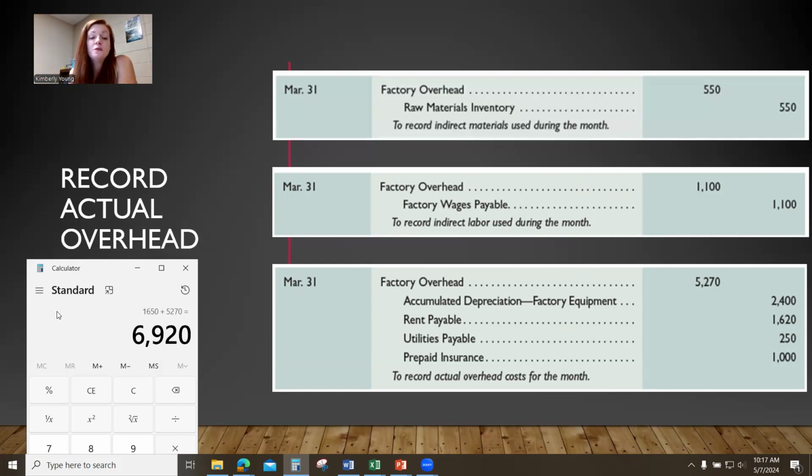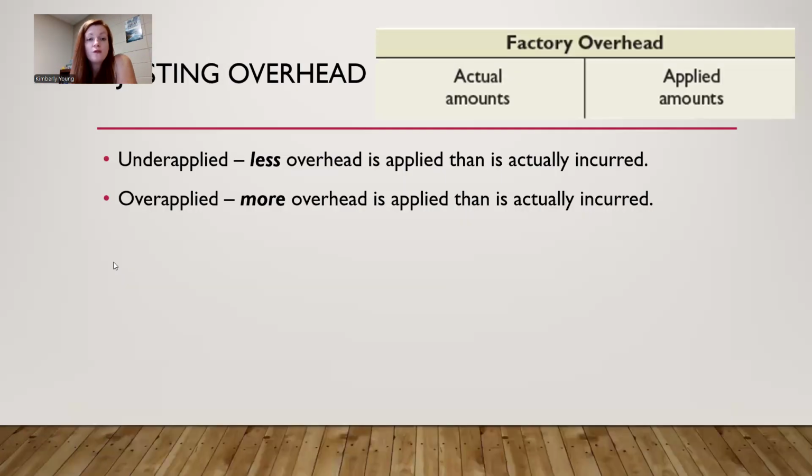But now we get the actual numbers and we're like, oh, it's actually $6,920. So we have a $200 difference from what we thought and what the actual costs were. It actually cost us $200 more for all of these indirect costs. So our actuals were $6,920. Our applied, our estimated, was $6,720. Our actuals were $200 more.